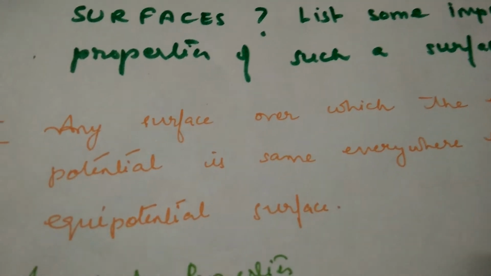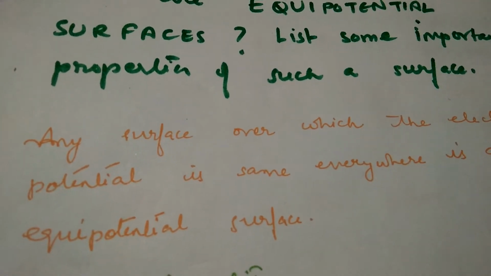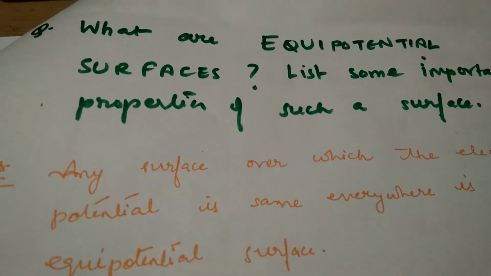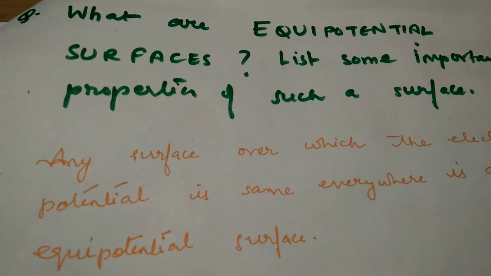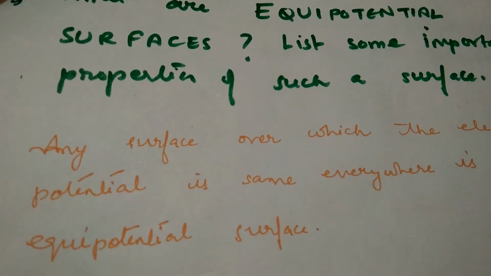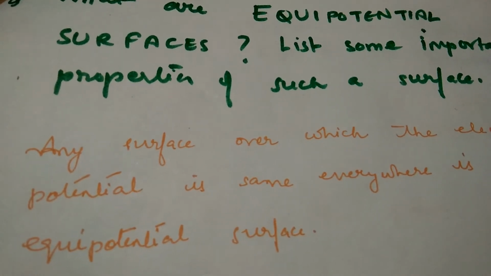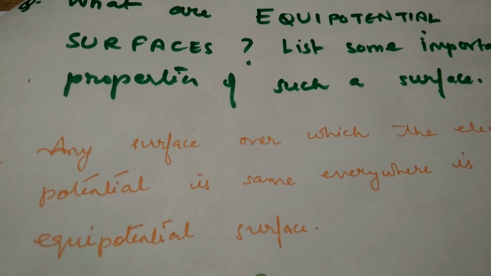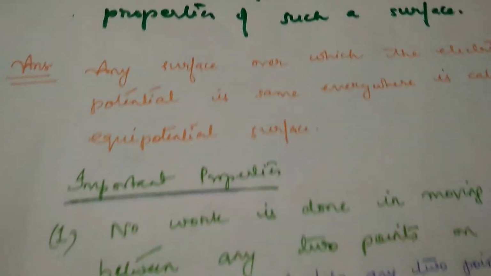Usually, if it is a uniform field, we will have it in the form of a plane. We were imagining it as a sphere, but in other cases, usually it is in the form of a plane surface, equipotential surface. The only condition is that potential will be same everywhere. Let us see some important properties.